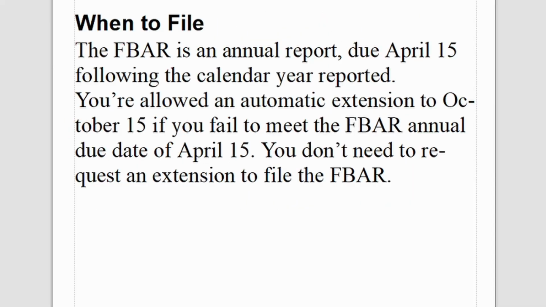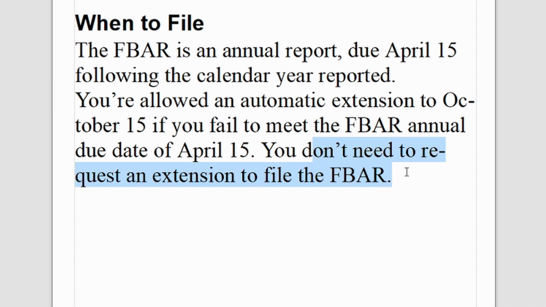And so when is FBAR due to be filed? It is due on April 15th, following the calendar year reported. So by April 15th, 2021, you have to report the 2020 amounts. But you're allowed an automatic extension to October 15th if you fail to meet the FBAR annual due date of April 15th. You don't need to request an extension to file the FBAR. So in effect, the real date is October 15th of 2021 for 2020's FBAR.